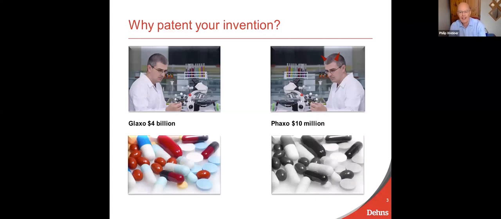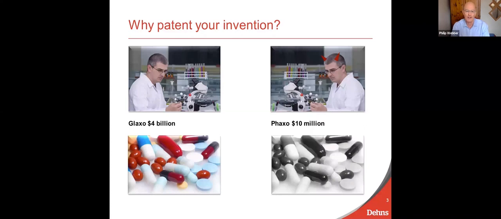What's stopping another company, let's call them Faxo, coming along the next day and saying, oh, we can get a sample of this drug, we can work out what's in it, we can reverse engineer it for a fraction of the cost that Glaxo have done? What's stopping them doing that? It's the patent system. If you get a patent for an invention, it gives you the right to stop others copying your invention for up to 20 years.